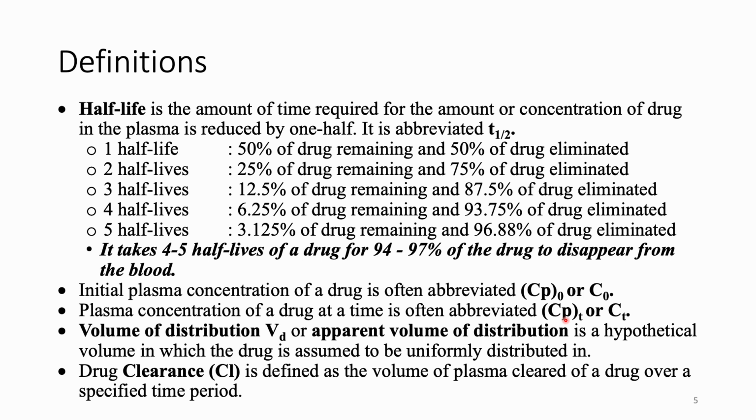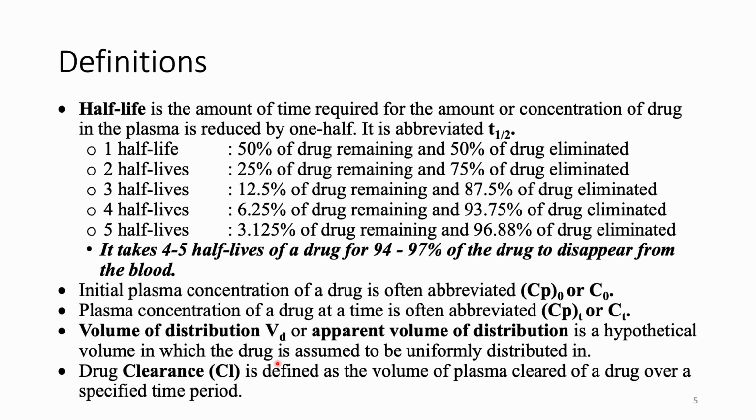And that's called CBT or CT. The other important parameters are the volume of distribution and clearance. Volume of distribution, or apparent volume of distribution, or hypothetical volume of distribution, is the volume in which the drug is assumed to be uniformly distributed. Clearance defines the volume of plasma cleared of drug over a specified time period.